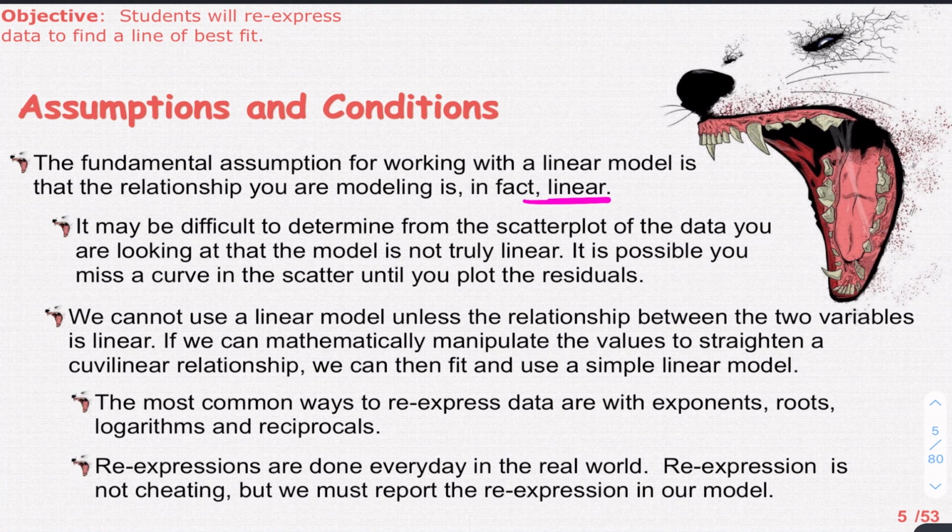And it may be difficult to determine from the scatter plot of the data you're looking at that the model is not truly linear. Sometimes it looks linear, but we're not sure. It is possible we miss a curve in a scatter plot, so you plot the residuals. We cannot use a linear model unless the relationship between the two variables is indeed linear. If we can mathematically manipulate the values to straighten a curvilinear relationship, we can then fit and use a simple linear model. So the most common ways to re-express data are with exponents, roots, logarithms, and reciprocal functions.